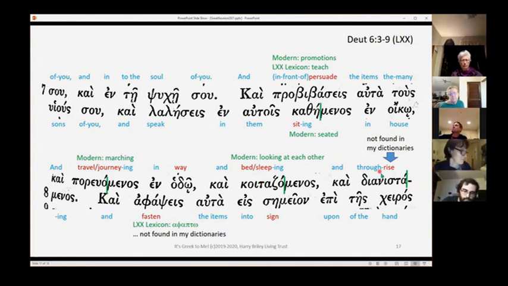And this word I could not find in my dictionaries. I couldn't find it in the lexicon. I had to look at an interlinear, and I'm not even convinced that the interlinear found it in a dictionary. They just probably knew that it meant rise. But so dia means through. Anistamenos is ing, so through rising. So sitting, traveling, sleeping, or rising.